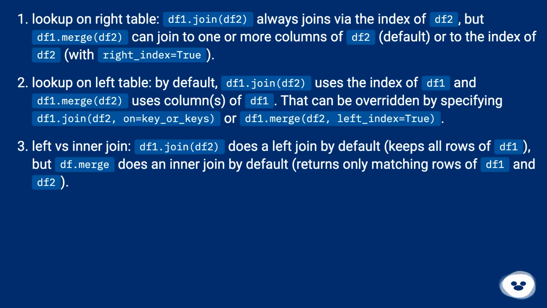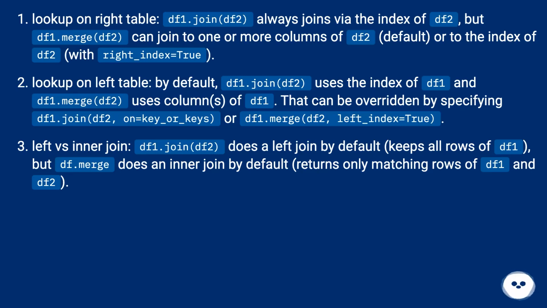Look up on left table. By default, df1.join(df2) uses the index of df1 and df1.merge(df2) uses columns of df1. That can be overridden by specifying df1.join(df2, on=key_or_keys) or df1.merge(df2, left_index=True). Left versus inner join.